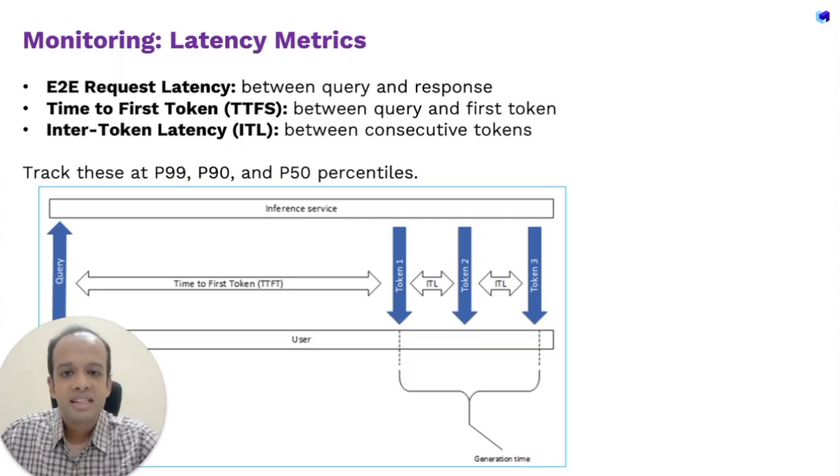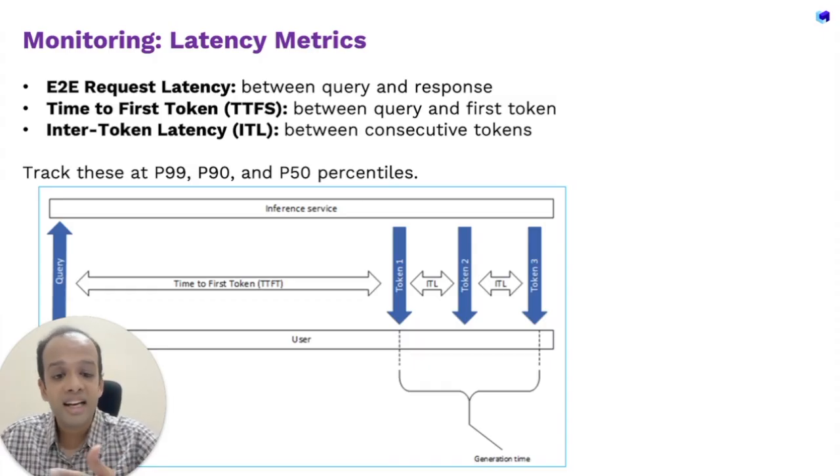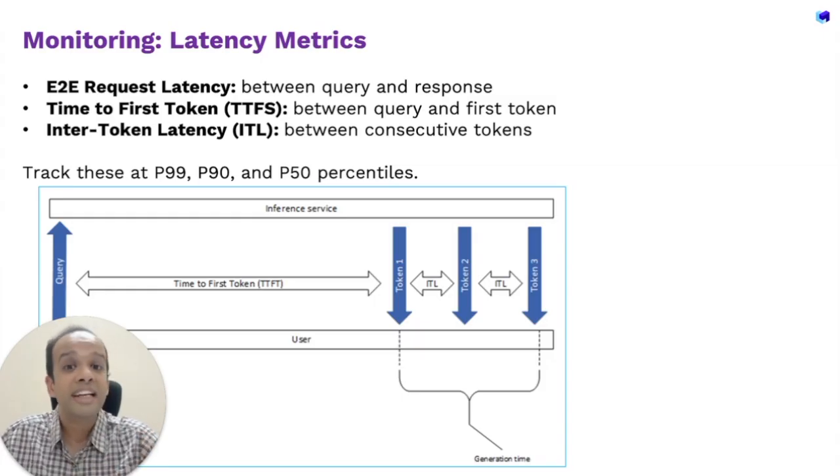For instance, the P99 metric means that if the P99 request latency is 1 millisecond, that means that 99% of the requests had a latency lesser than 1 millisecond. So it's the maximum latency for 99% of the requests. That is what is meant by P99 percentile latency. Similarly, P90 and P50.